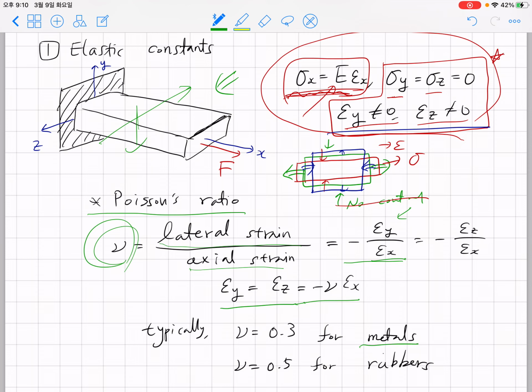Typically for metals, Poisson ratio is around 0.3, and for rubbers it's around 0.5. The implication of a Poisson ratio of 0.5, we're gonna discuss maybe in later chapters, but actually this means volume conservation. They shrink in this direction only to compensate for the elongation in the axial direction for rubbers, and nu equals 0.5 means volume conservation. You can think about why it is so.